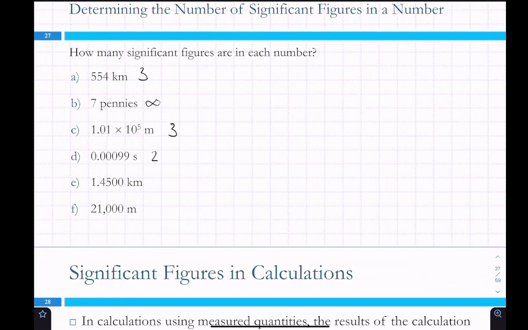1.4500 kilometers. Five sig figs. We've got a decimal place written in, so trailing zeros are significant. How about 21,000 meters? Ambiguous, yeah. Safe bet would be two. But I would say ambiguous. If a decimal point was written in there, then it would be five.